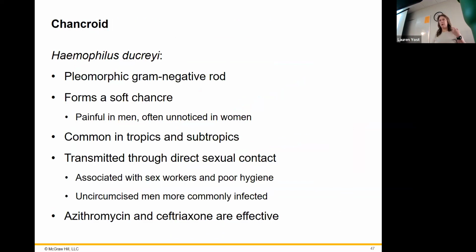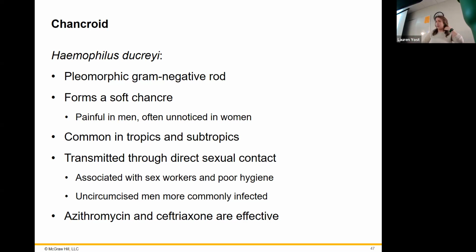Use barriers. You're welcome that I don't have pictures of this, because this is probably the worst one. Chancroid. This is caused by Haemophilus ducreyi. We've seen another one, Haemophilus influenzae. I wish I could keep it to that one, but no. Haemophilus ducreyi is going to form another one of those chancres.